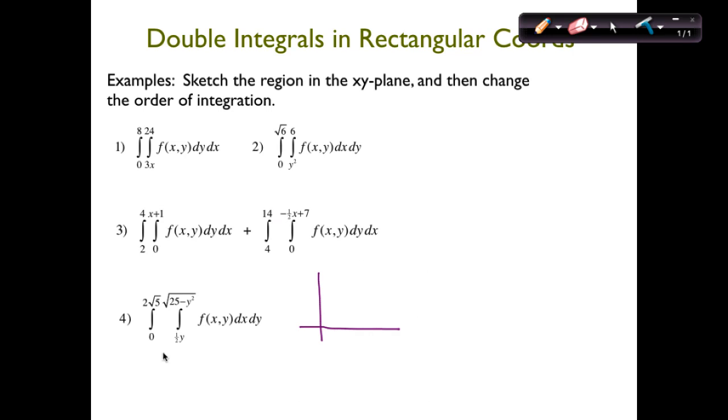And if you remember, we figured out that x equals 1/2 y was this line right here, like this. And this is x equals 1/2 y, which is y equals 2x. And then x equals square root of 25 minus y squared, remember we found that was a circle? And what circle is that? That's x squared plus y squared equals 25. So the radius is 5.